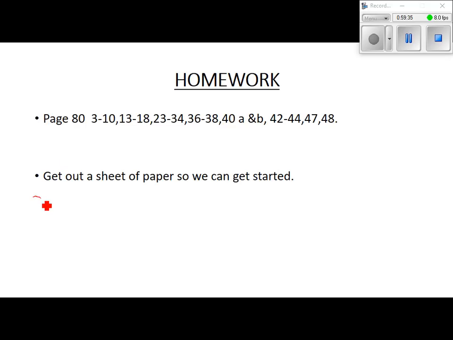Number 3. Everybody look at number 3. Describe the pattern and write or draw the next two numbers, letters, or figures. So let's just write the next two numbers or whatever.